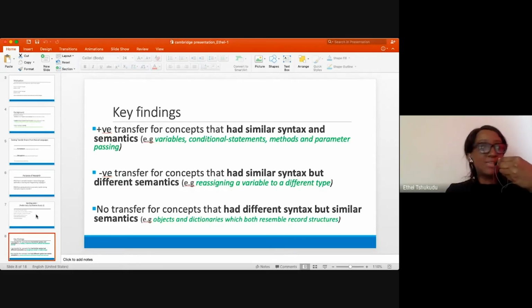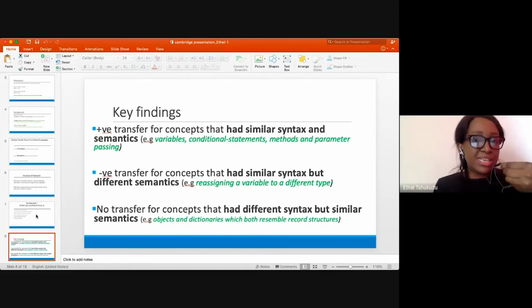So the second one, where there was negative transfer, happened halfway through the Java course. I asked them about variable assignment, reassigning a variable that was initially assigned one value to a different data type. Some of them were okay with that concept. I asked one of them to talk through what she thinks is happening when I say int a equals 1, and later string a equals Ethel.